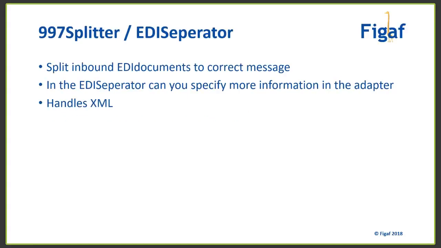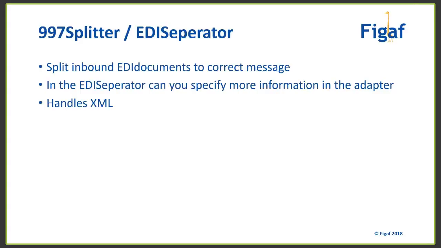Another difference is the EDI splitter. I think it was called 997 separator or something like that, splitter. That would take the inbound document and send them to the correct recipient. This is a little differently in the new B2B add-on. Here you're using the EDISeperator, and it works a little differently. It has more capabilities of finding the right message and splitting it correctly. So I do like it a lot more.